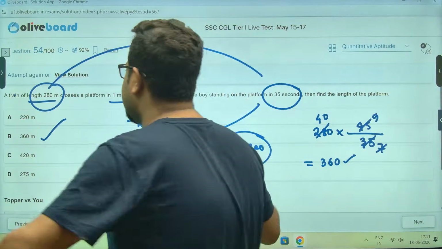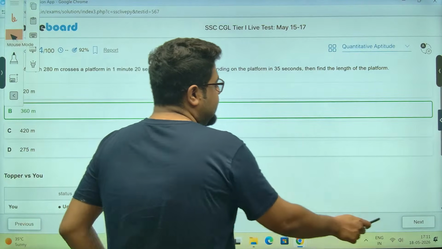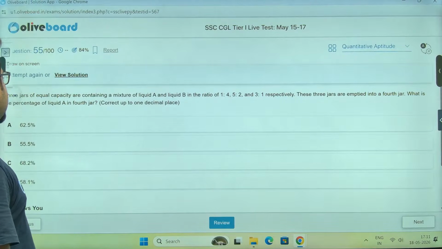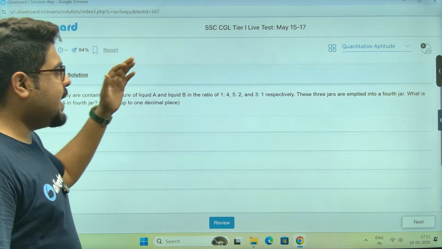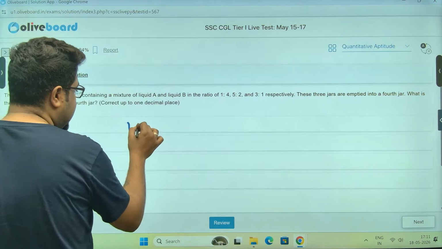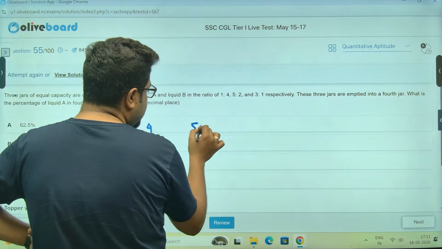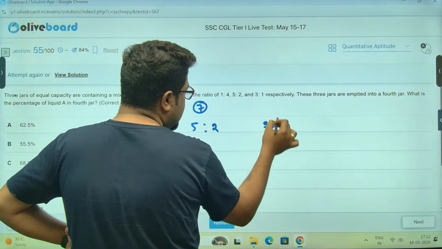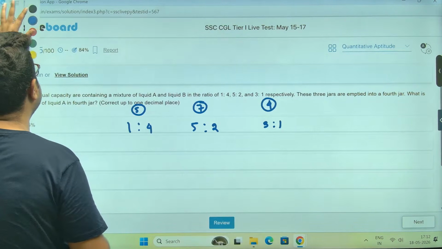Again, you should not make equations and stuff because now you need to be faster than ever because of the sectional times and all. 3 jars of equal capacity are emptied into 1 jar. Meaning, what's the best option? Sir, write down the ratios. Total is 5, remember. 5 is to 2. Total is 7. 3 is to 1. Total is 4. So total capacities I'll take as the LCM.